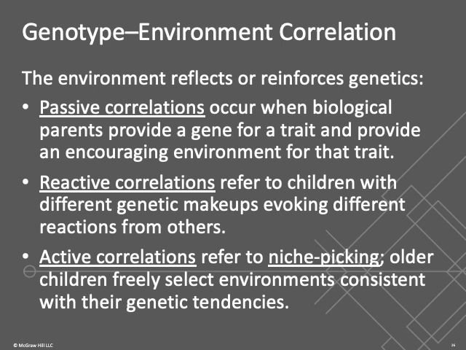Reactive correlations refer to children with different genetic makeups evoking different reactions from others. For example, an adolescent with a genetic predisposition to impulsivity might evoke reactions from family members, teachers, and peers that reinforce their disruptive tendencies. Active correlations refer to niche picking.